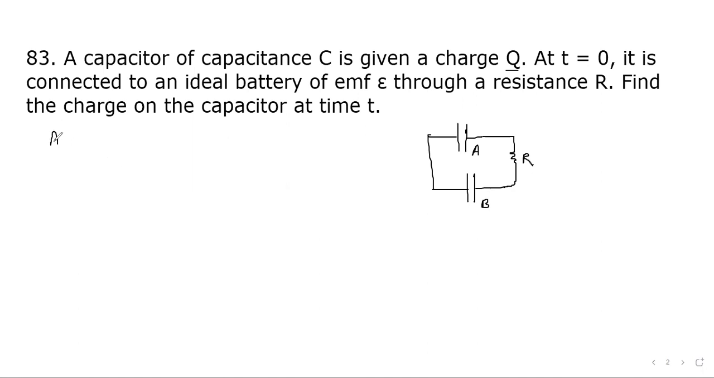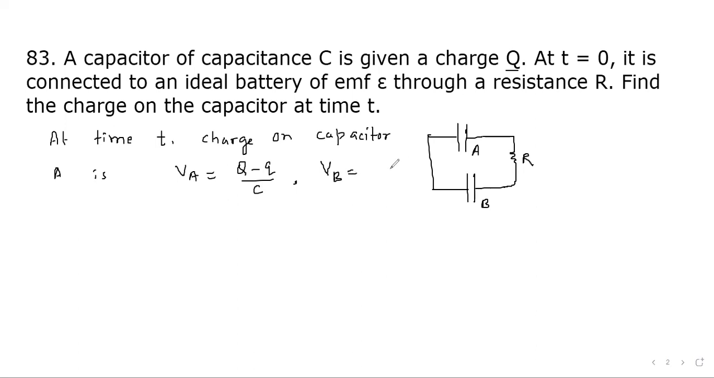So at time small t, charge on capacitor A is Q minus q. So let's write the potential VA. So charge Q minus small q divided by C. And since this acquires charge small q, the potential on it will be small q upon C. Now we find the potential difference. So VA minus VB will become Q minus 2 small q divided by C. If we find the current, I will be Q minus 2q divided by CR. And I is also equal to dq by dt.